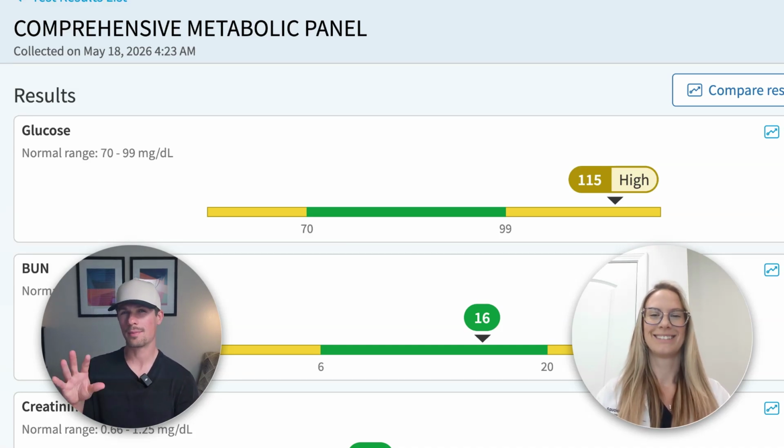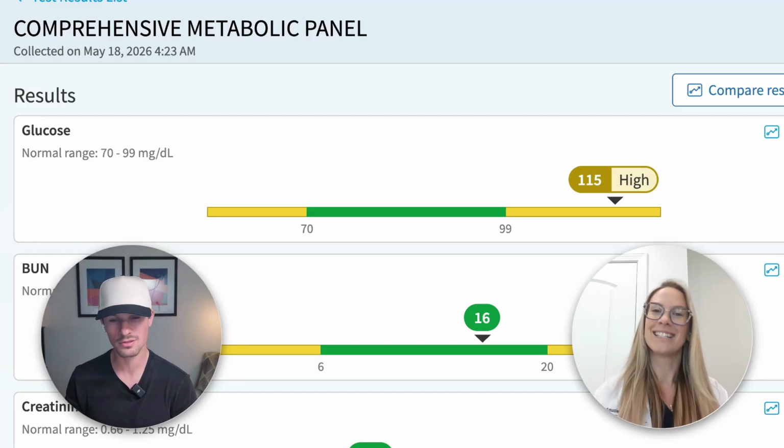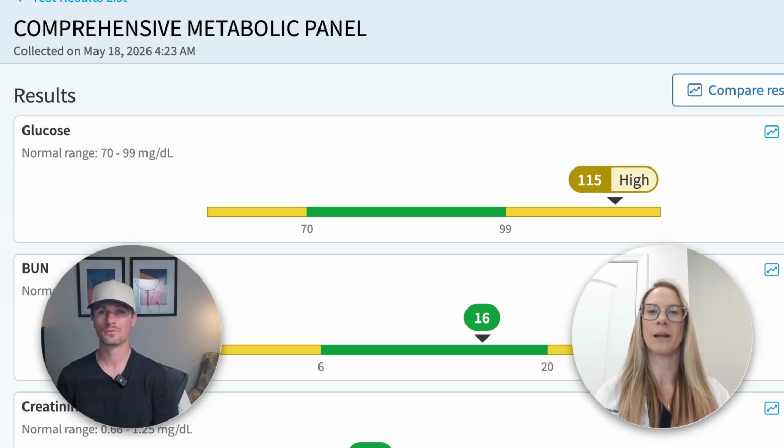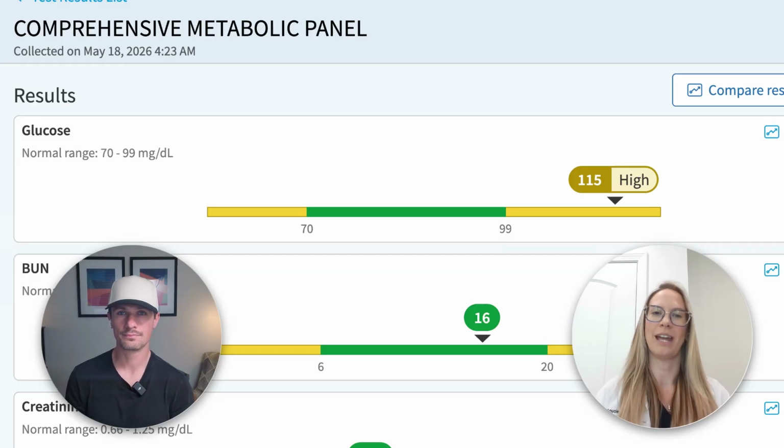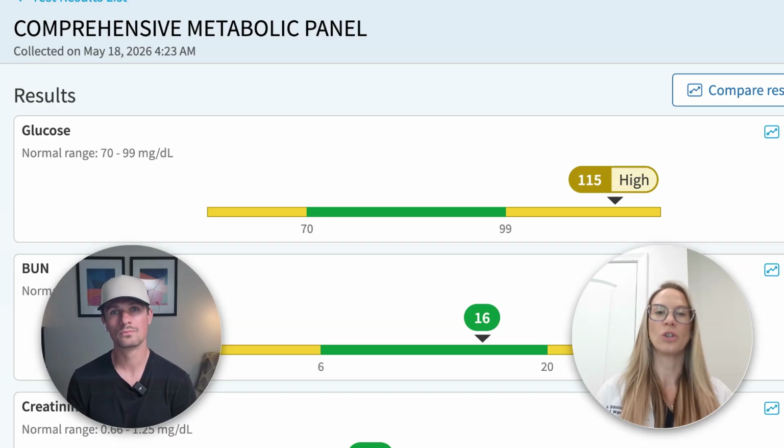I will say, and I'm not sure if this is the specific result, but I was on a corticosteroid. Can that have any effect on the glucose? Yeah. So that is a fantastic point, and it's really important that you kind of let your doctor know that. So corticosteroids increase your sugar levels, they increase your glucose.